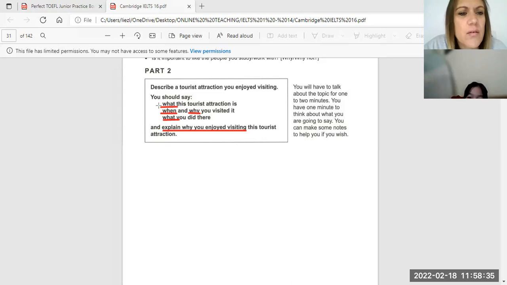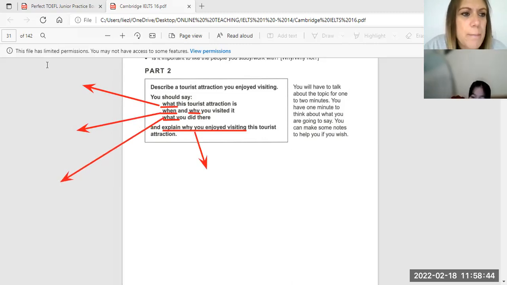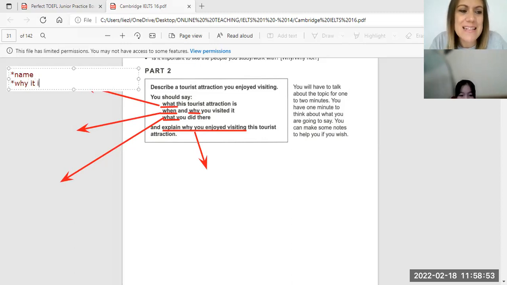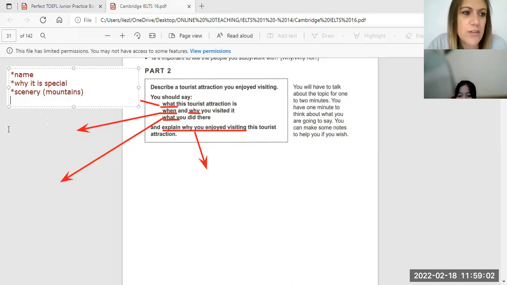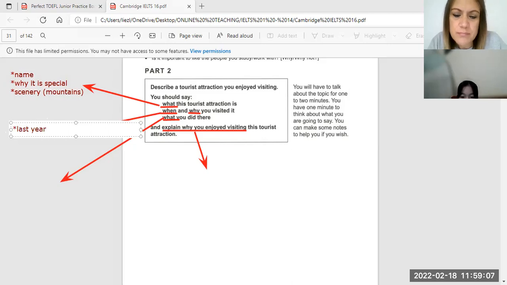I went to Lang Son last year. Okay, it's the name of the place that you have to say. Then you have to say why it is special, why people go there. So you saw the scenery and the mountains. It's beautiful there. Last year, yes, when last year? Summer holiday, winter holiday. Winter. Winter holiday. Why did you go there?